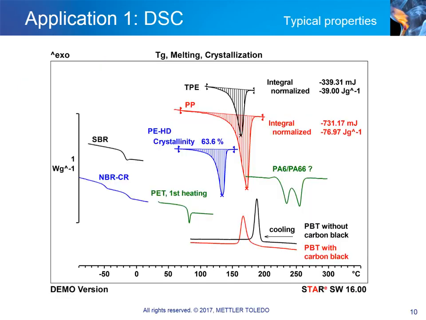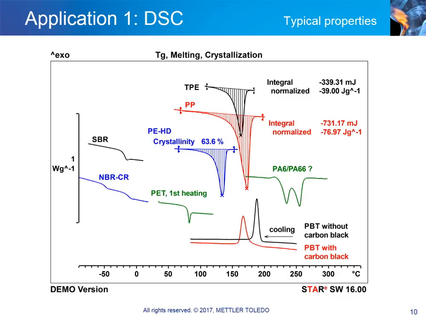The slide shows examples of polymer fingerprinting. The diagram displays the glass transition, melting, and crystallization curves of several commonly used polymers. Curves like these allow the identification of polymers and provide an easy way to compare different batches of the same material. Glass transitions and melting peaks are the most common effects measured.